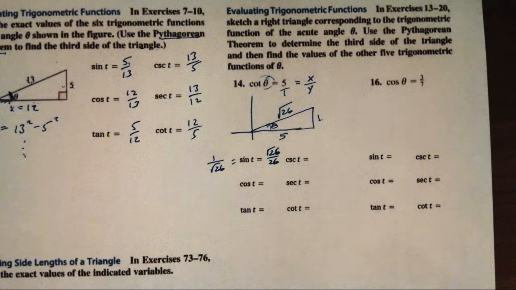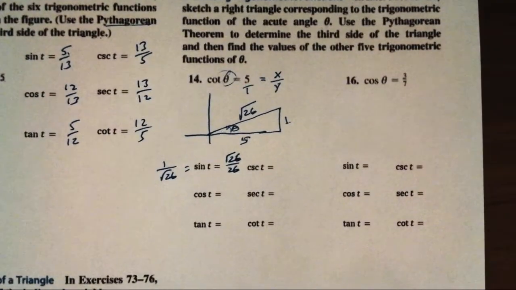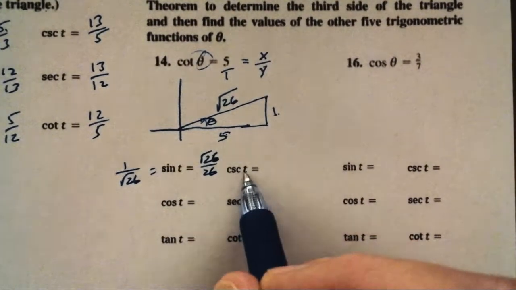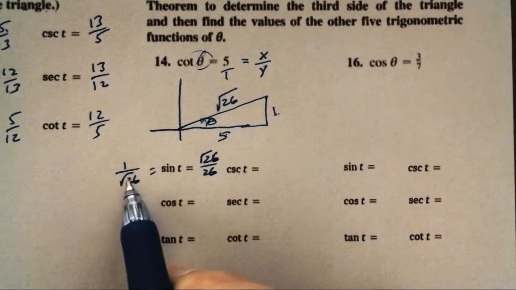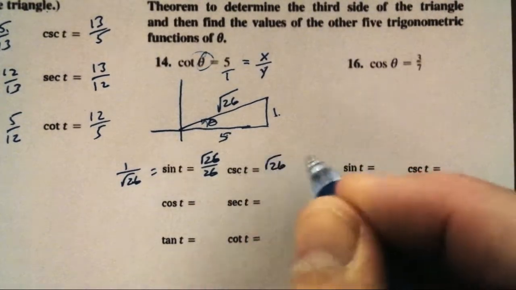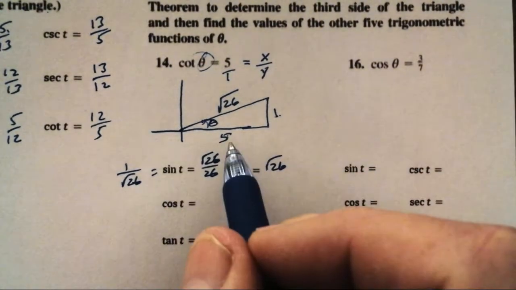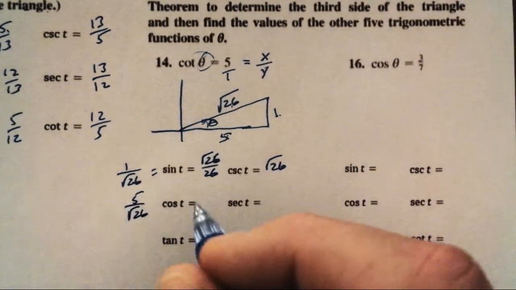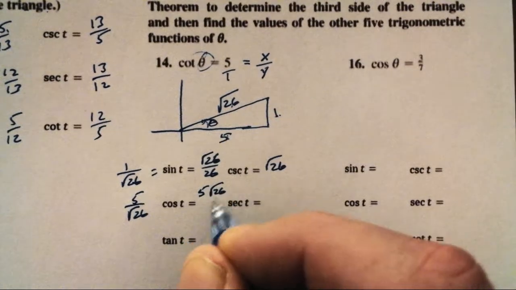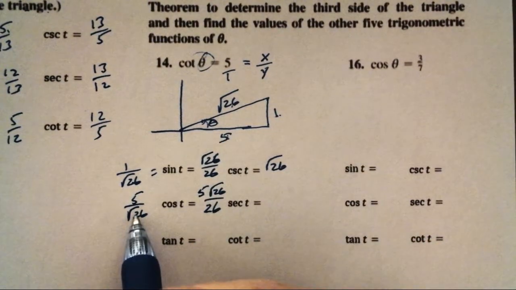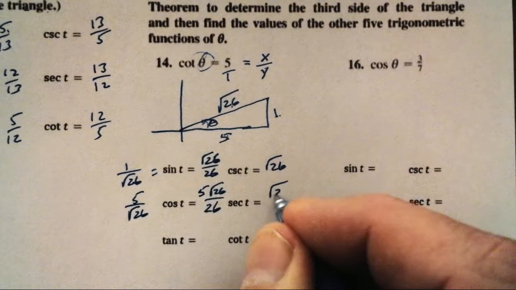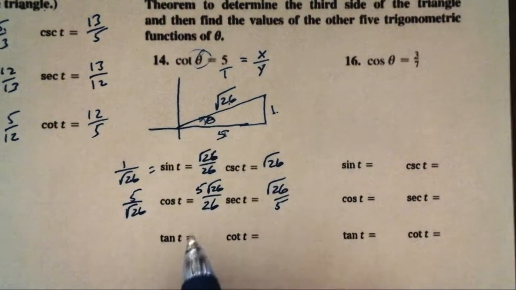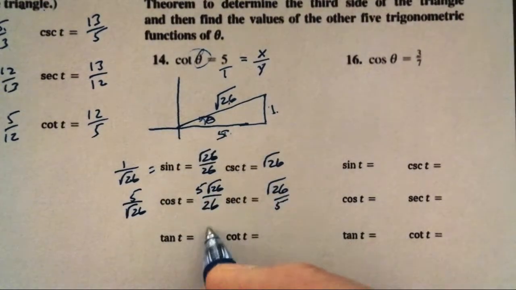Let me zoom in just a little bit here. No sense in being that small. We've got a whole screen to work with here. And cosecant is the reciprocal, but I'm going to jump back to here. The reciprocal of this is just plain old square root of 26. Cosine, x on r, 5 on square root of 26, or 5 square root of 26 on 26. Secant, reciprocal, square root of 26 on 5. And tangent, y on x, 1 on 5.